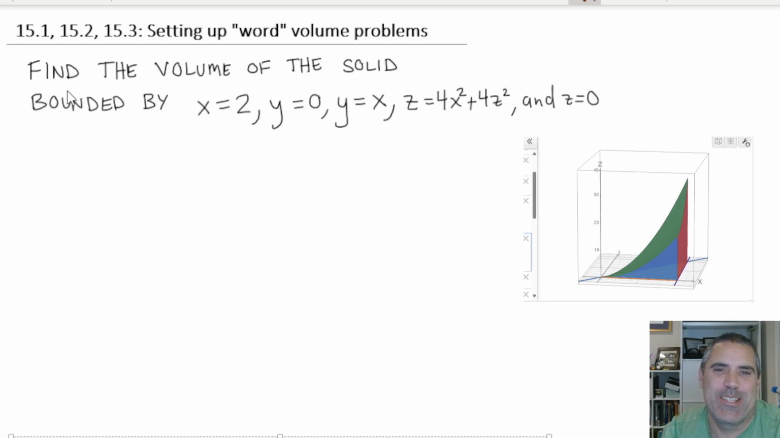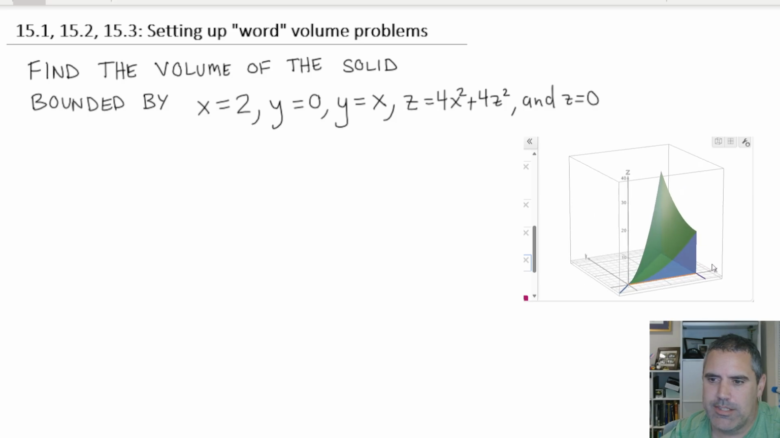But anyways, find the volume of the solid bounded by these things. Just in 3D, there's a lot of boundaries. It really would be nice if you had a plan for how you approach such a problem. And I have that for you. And in Math 126, we make it a little easier because we're going to always have z be the output. But you can see there's lots of sides to this.